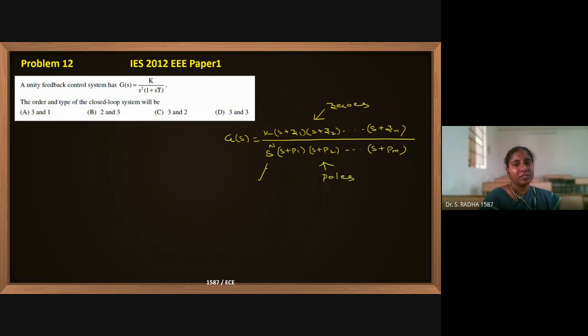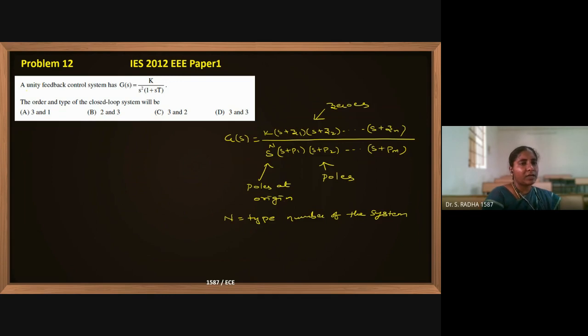And the individual s present separately are called poles at origin. Now this N is called the type number of the system. The system transfer function is given.